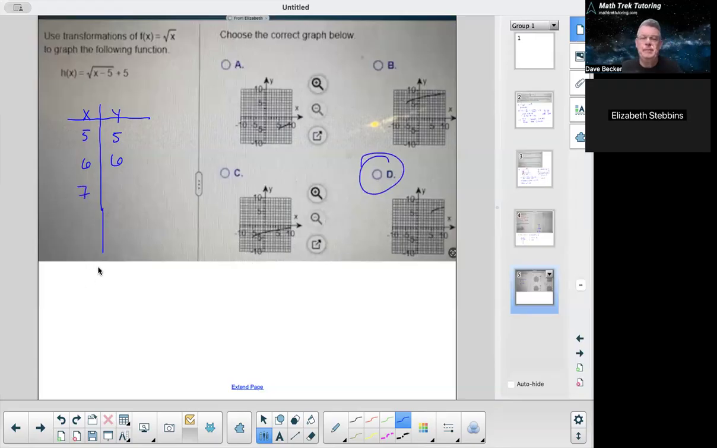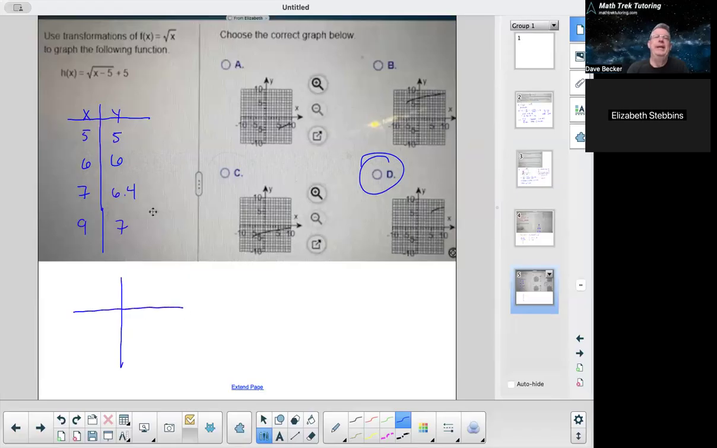Okay, good to know. And that's going to be a decimal, but who cares? And we get 6.4. And then you might want to go bigger, like 9 is going to work out nice. And it's going to be 7. And then you can just plot those points, right?